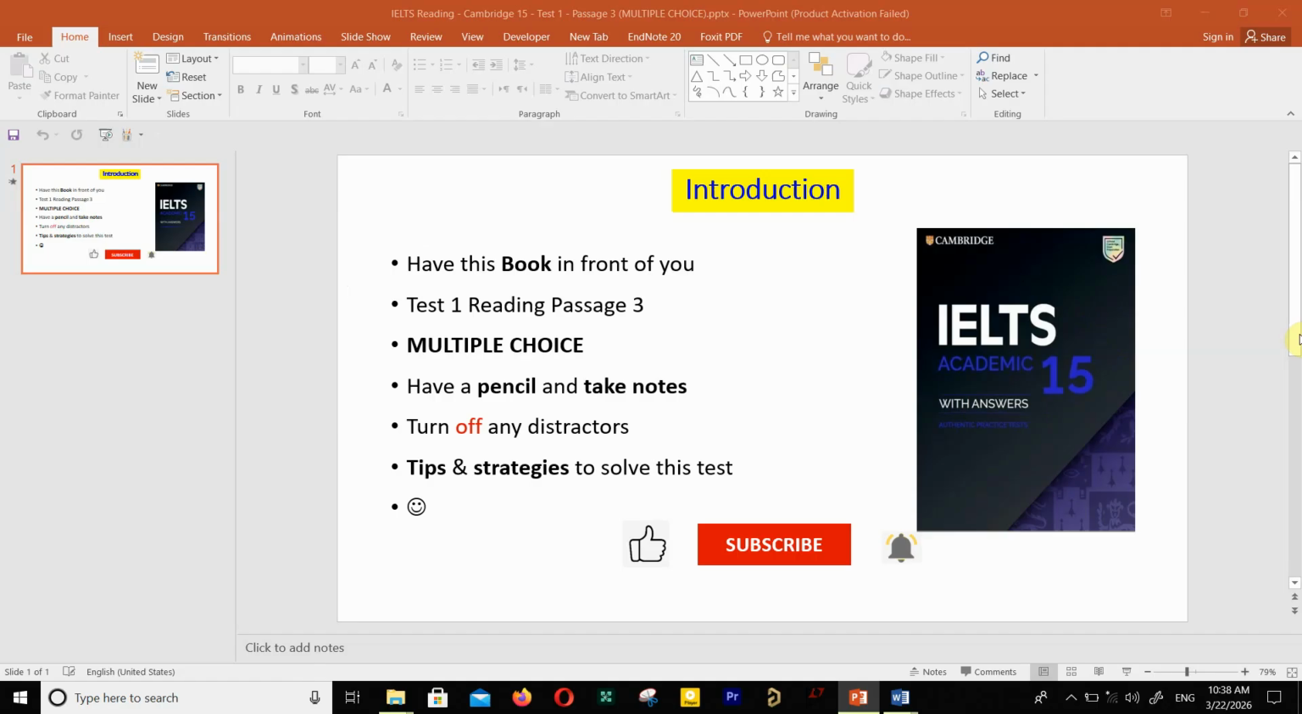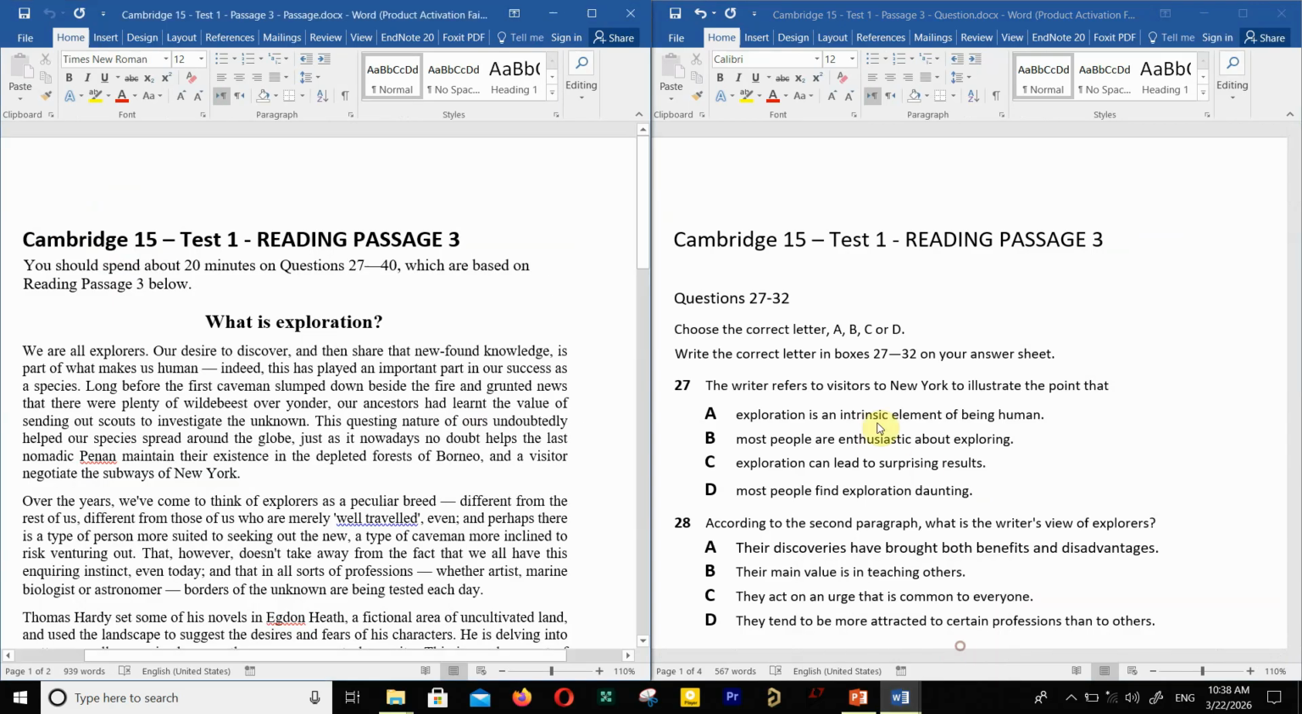Let's jump into it. As always, I split the page into two halves. On the left hand side, you can see the passage, and on the right hand side you can see the questions relating to this passage. Questions 27 to 32, these are the questions I cover in this video, and this is the passage. What is exploration? So this is about exploration.